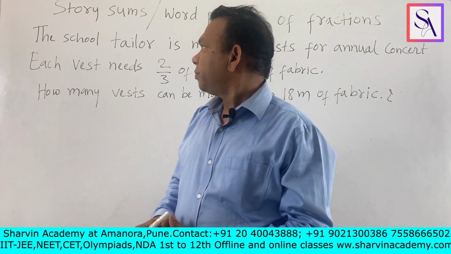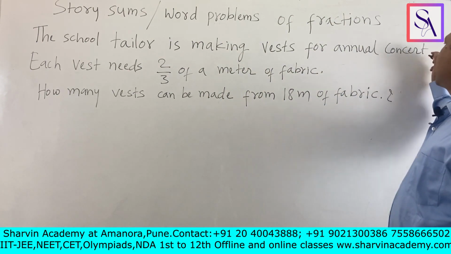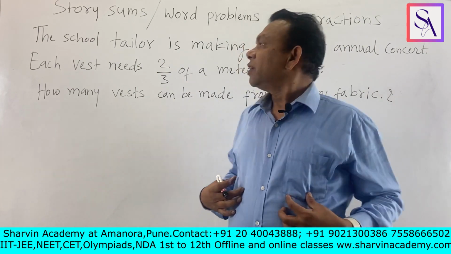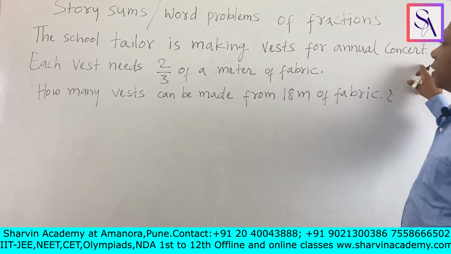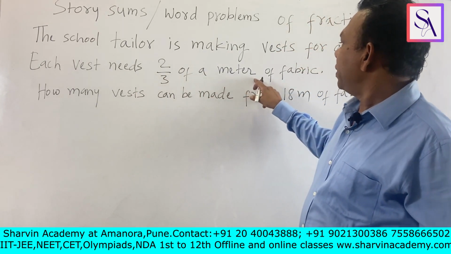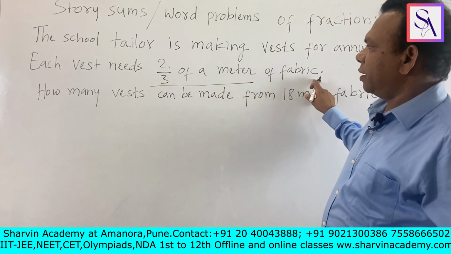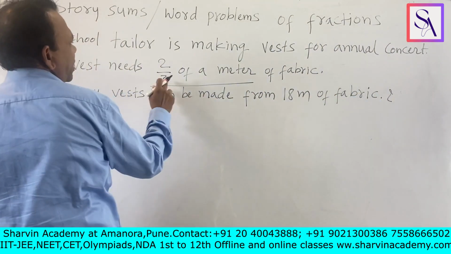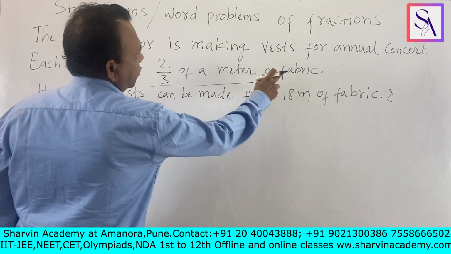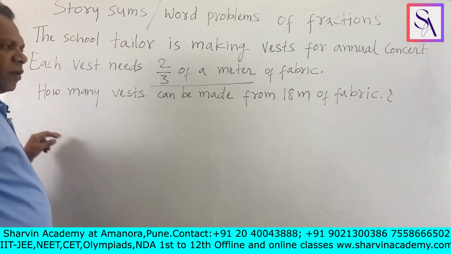So another problem is: the school tailor is making vests for the annual concert. Vest means a kind of jacket, right? Each vest needs 2/3 of a meter of fabric. This is a keyword, 2/3 of a meter of fabric. How many vests can be made from 18 meter of fabric?